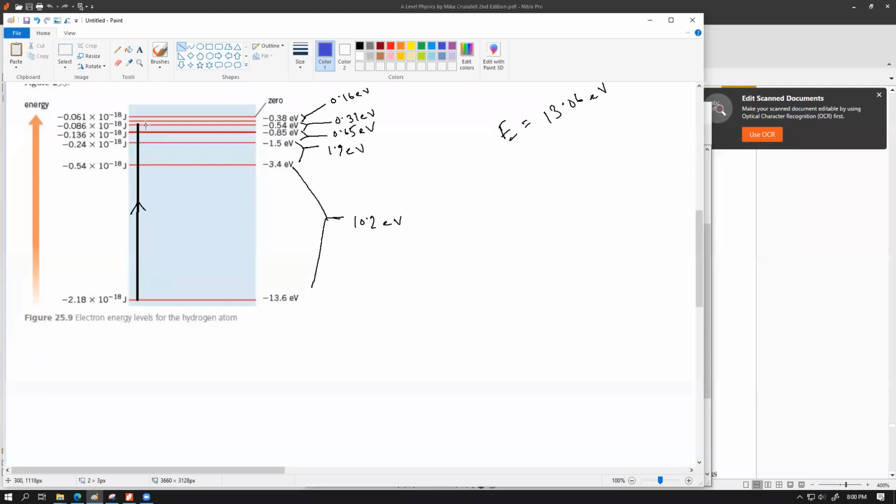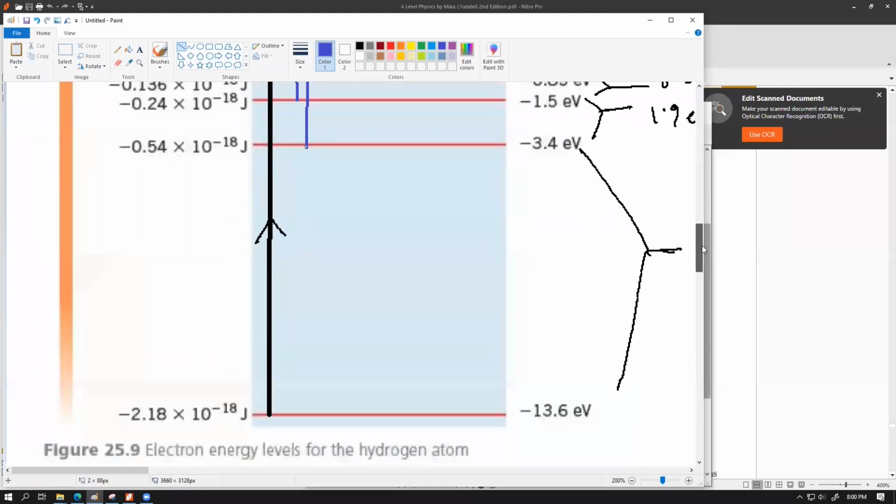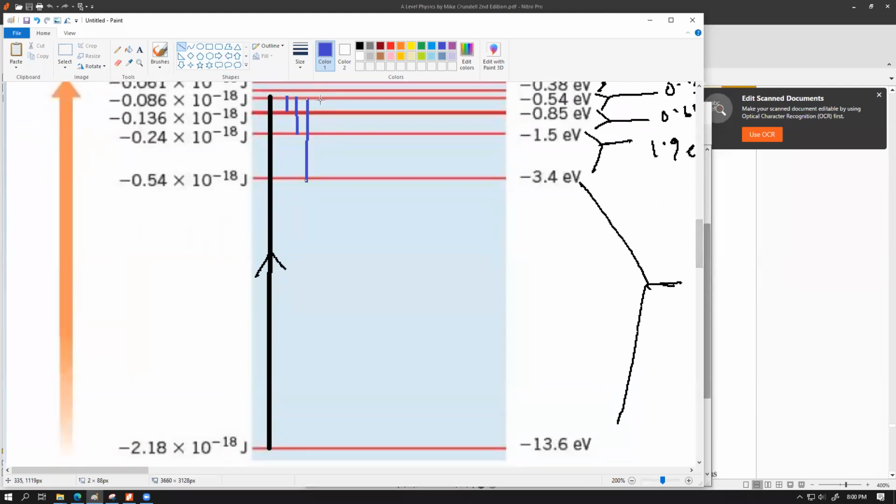So the electron can make its jump directly from the fifth shell to the bottom shell. This is possible. The electron can make its journey directly from the fifth shell to the fourth shell. It can make fifth to third, it can make fifth to second, or it can make its journey in a single step going all the way from the fifth to the bottom. It can make either of these jumps.